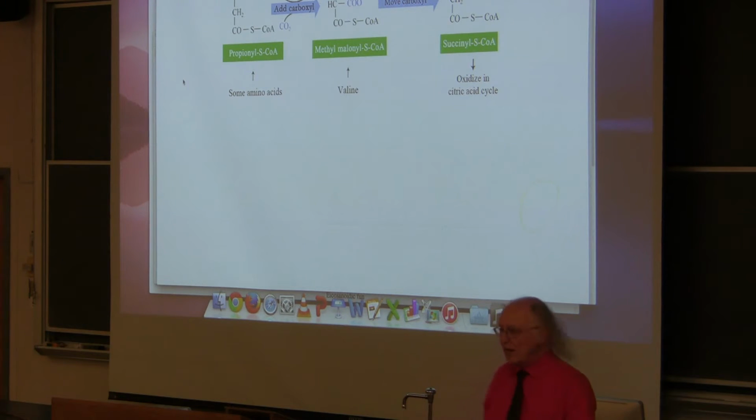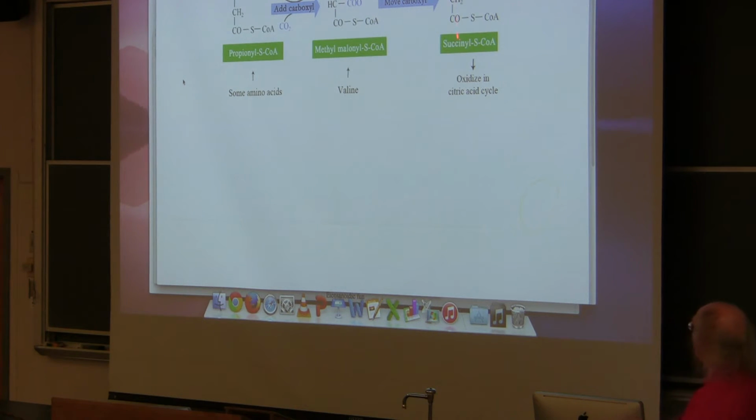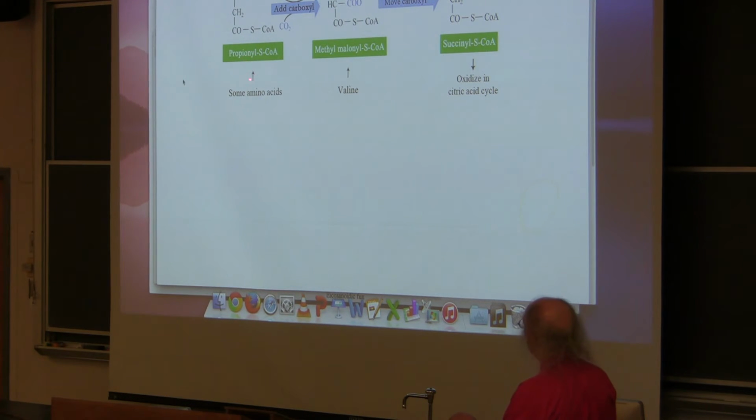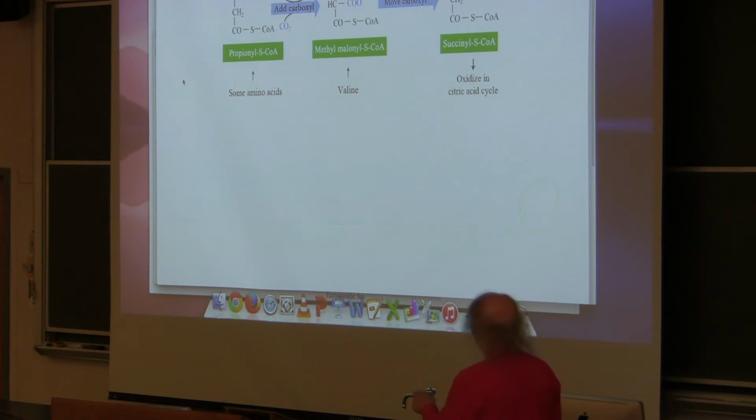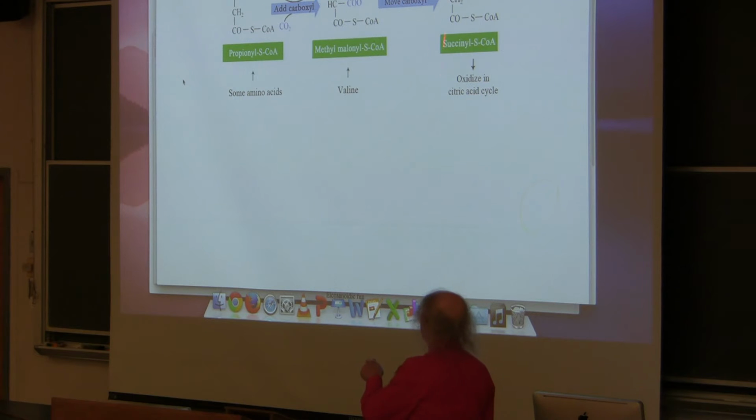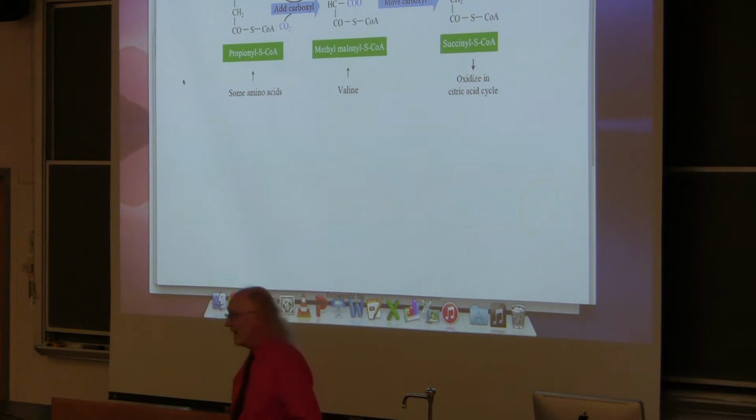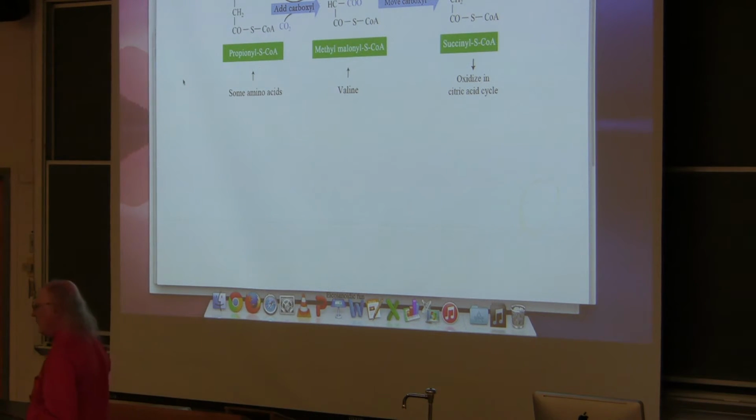If it put the carboxyl group on the end, we would end up with the product, which is succinyl-CoA. But it doesn't. It starts with propionyl-CoA. It goes through 2 gyrations. You only see one of them on here. And finally ends up with succinyl-CoA. So it ends up with what it wants to have, but it takes a long, roundabout way to get there.